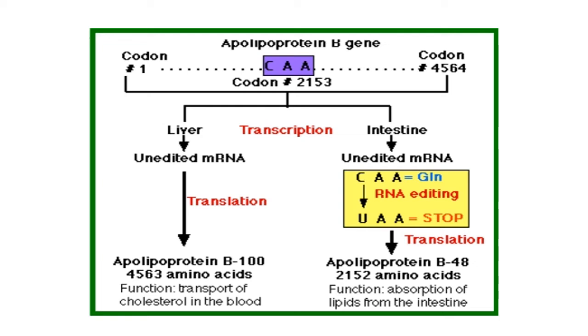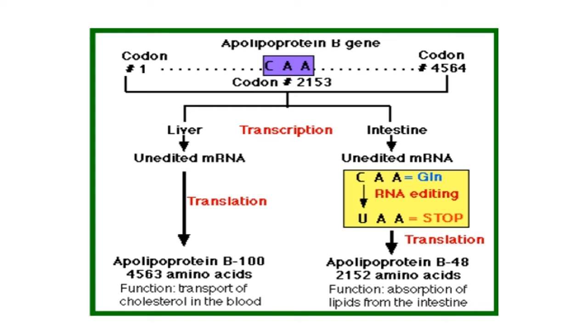In the intestine, the same gene directs the synthesis of the primary transcript. However, a cytidine deaminase converts a CAA codon in the messenger RNA to UAA at a single specific site. So, rather than encoding glutamine, this codon becomes a termination signal and a 48 kilodaltons protein, which is ApoB48, is the result. And from here came the name ApoB48.